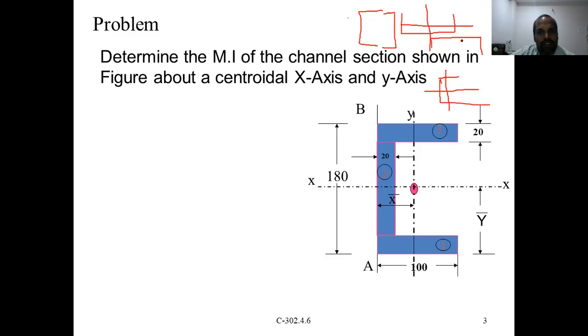So symmetry we cannot generalize, like what we do in the case of I sections and T sections. That is not possible for channels. In the case of I sections and T sections, generally for a normal I section shape, it is always symmetrical about the y-axis.